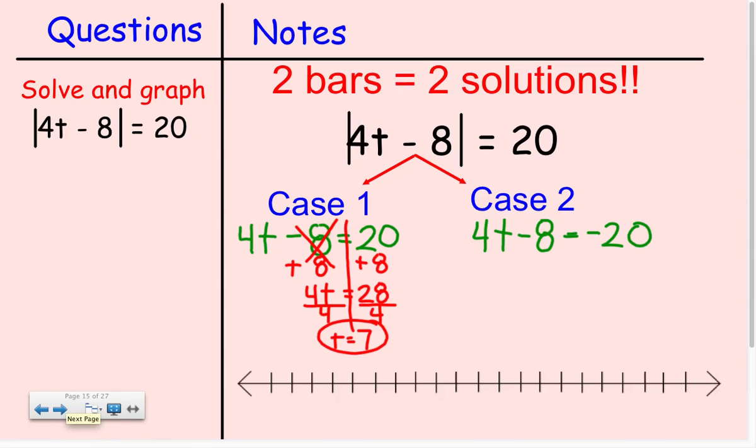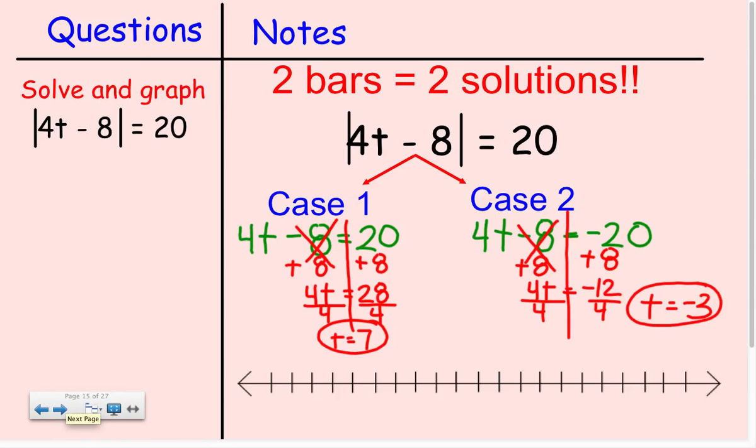All right, let's try our case 2. Add 8 to both sides. That's my third wheel. 4t equals negative 12. Divide by 4. And I end up with t equals negative 3.